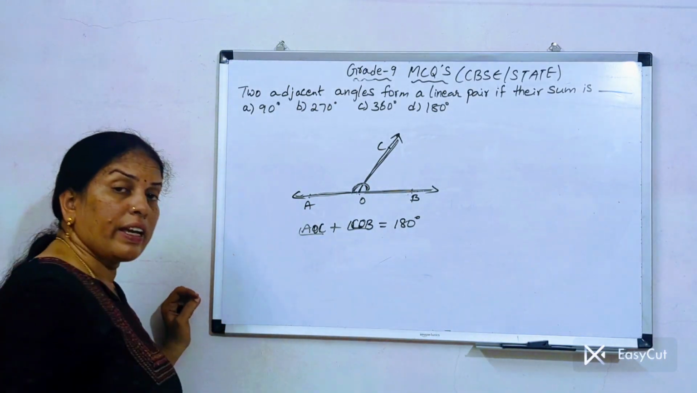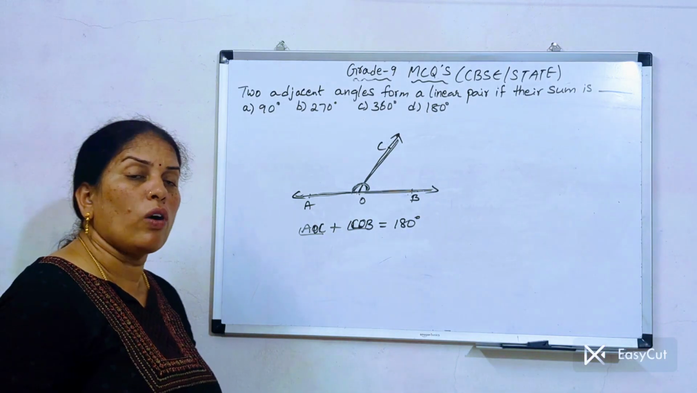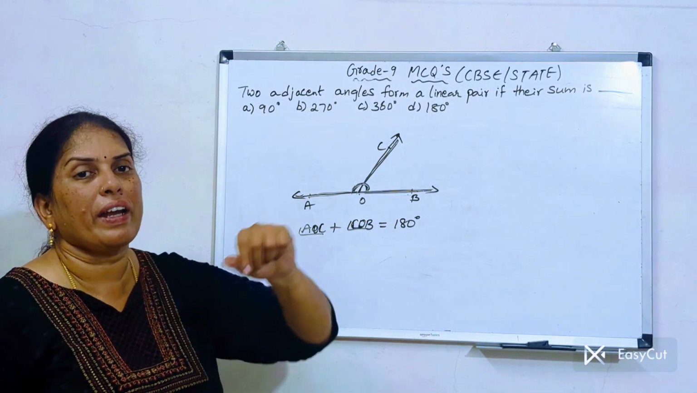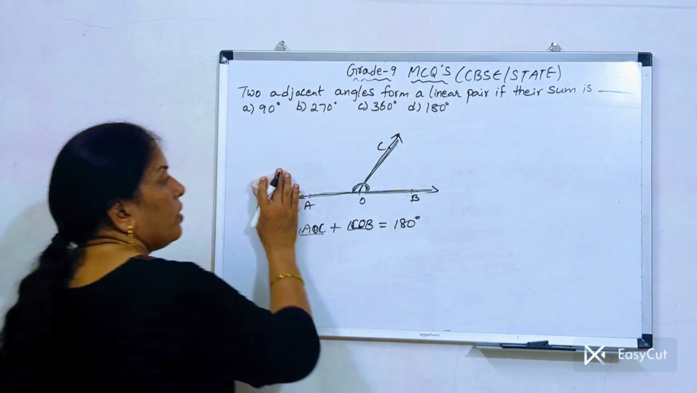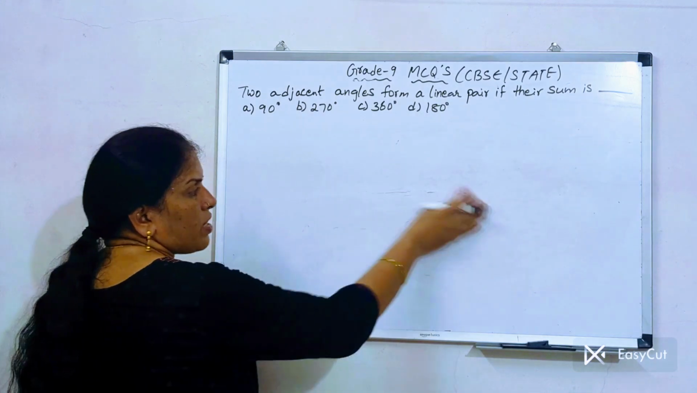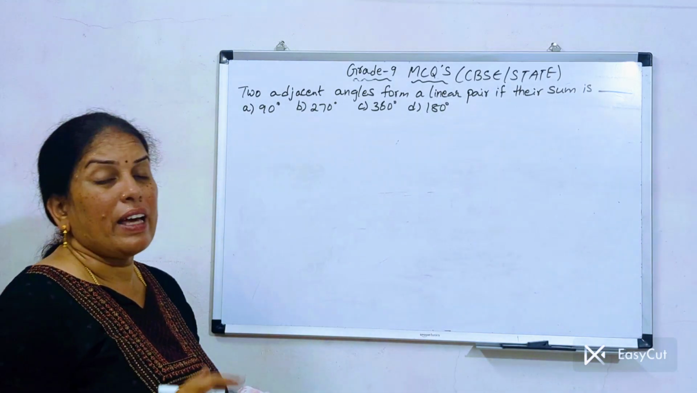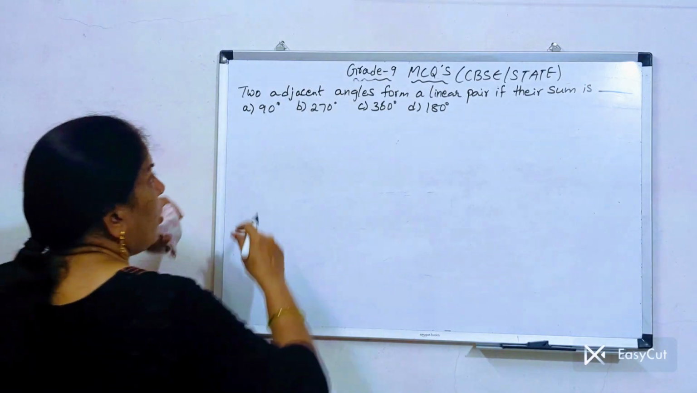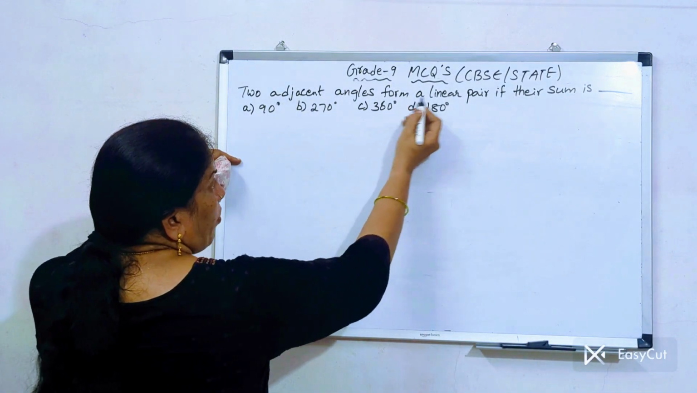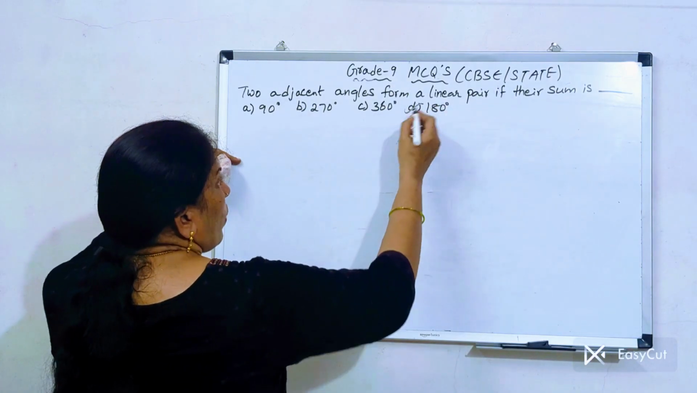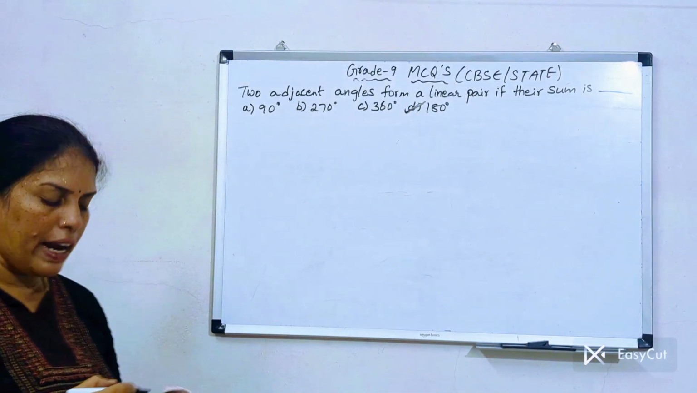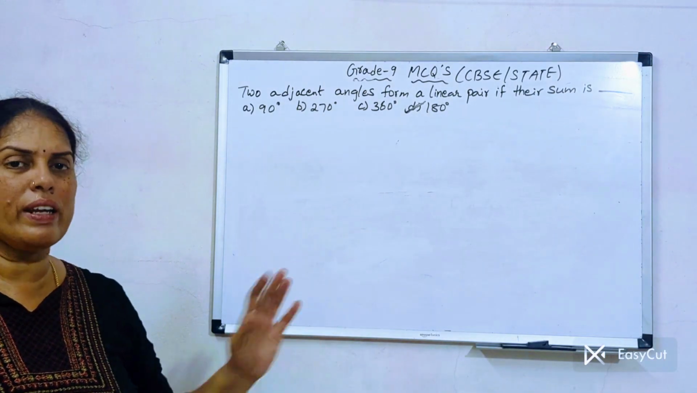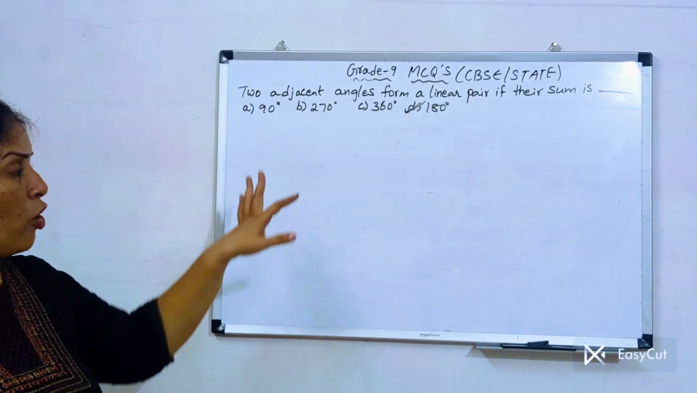If they say that two angles form a linear pair, what is the meaning of the sentence? The sum of the two angles is equal to 180 degrees. That is the clue. When they say two angles form a linear pair, then if we add these two angles, 180 degrees will be there. So two adjacent angles form a linear pair if their sum is 180 degrees. This is the right option. Very easy question, these are all basic questions only. I hope you understood well.